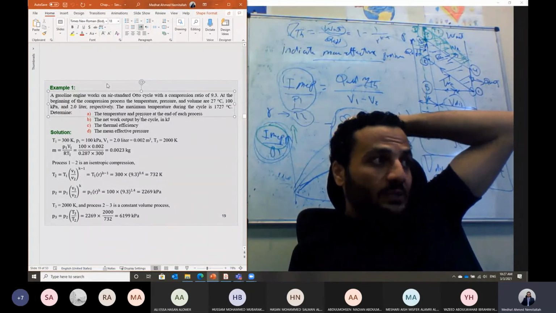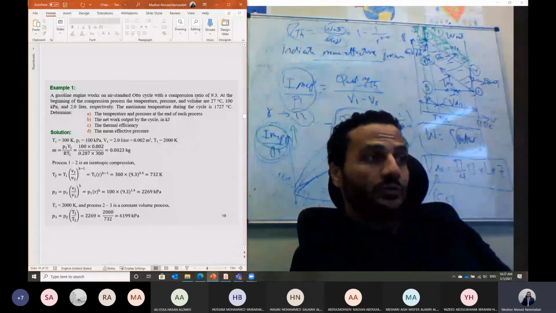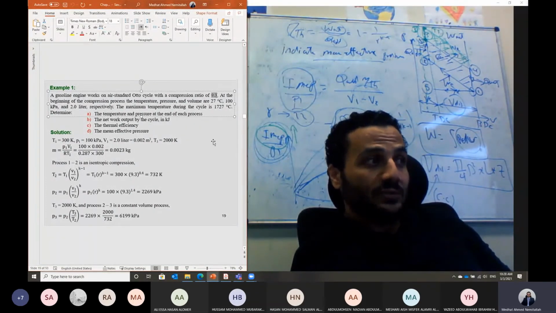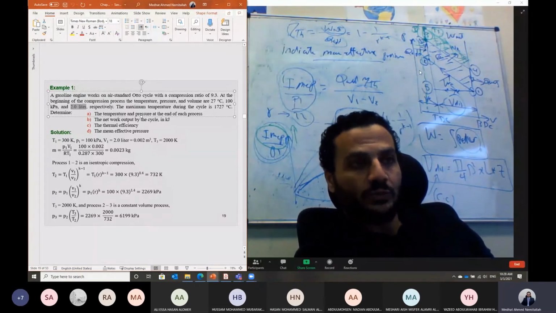As practice, in this example we have a gasoline engine working on the Otto cycle, and the compression ratio is 9.3. They give you the pressure, temperature, and also the volume at the beginning of the compression stroke.